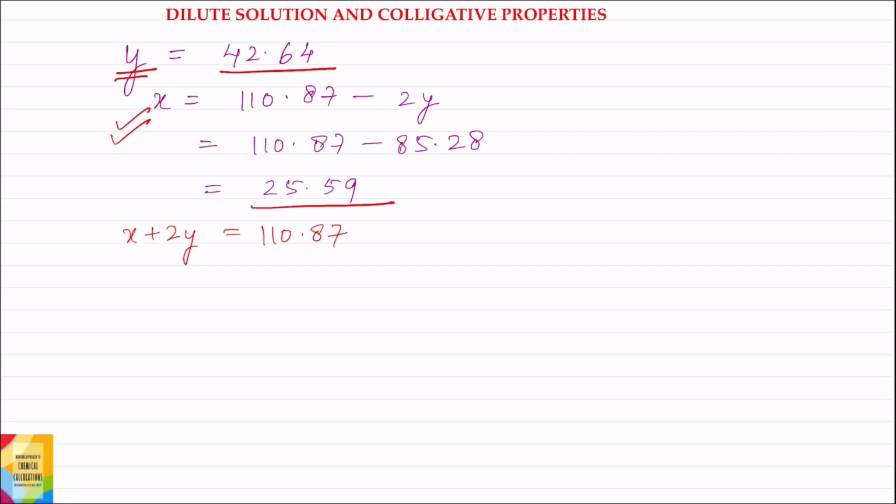अब X क्या है? X है atomic weight of A. So A का atomic weight हो गया 25.59 grams per mole, and Y is the atomic weight of B. So atomic weight of B हो गया 42.64 grams per mole.